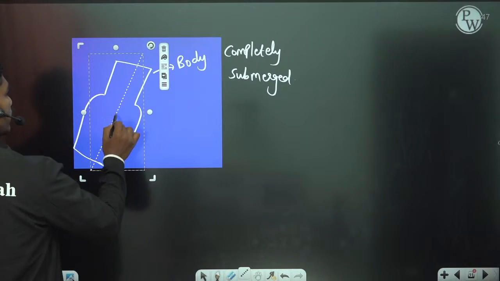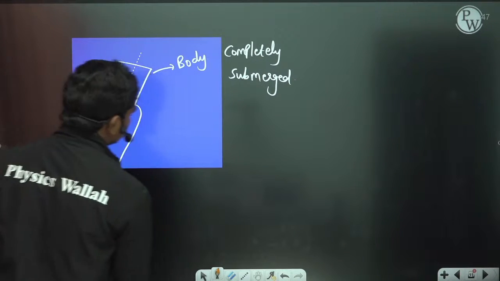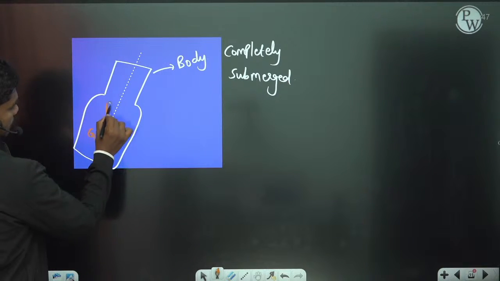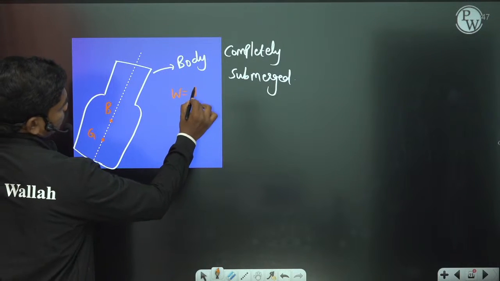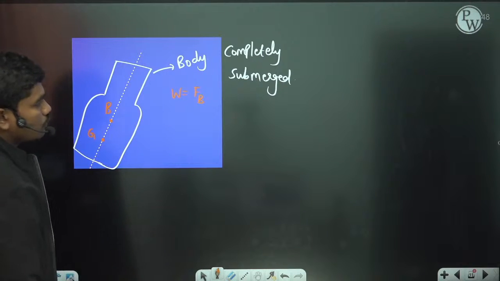This is the axis of the body. So if this is the axis of the body, then let us suppose we have this G here and B here, the center of buoyancy. So when this body is in submerged condition, definitely the weight acting on the body should be equal to the total buoyancy force acting on the body, obviously. So weight and buoyancy force should be the same.